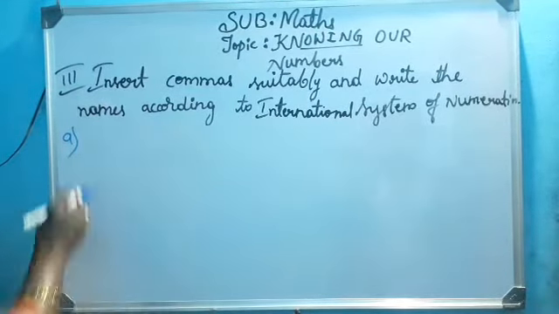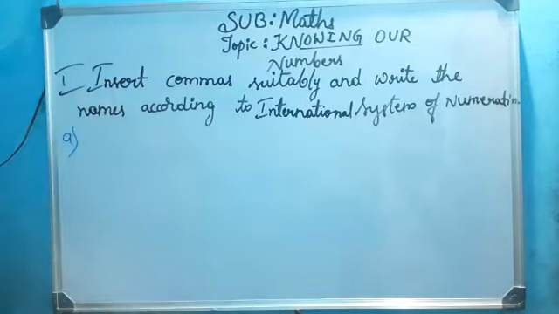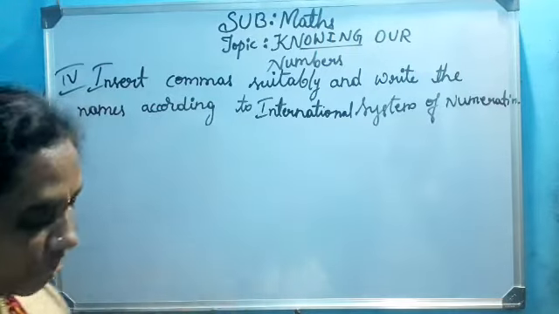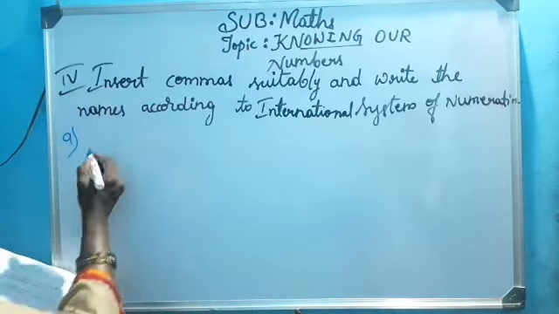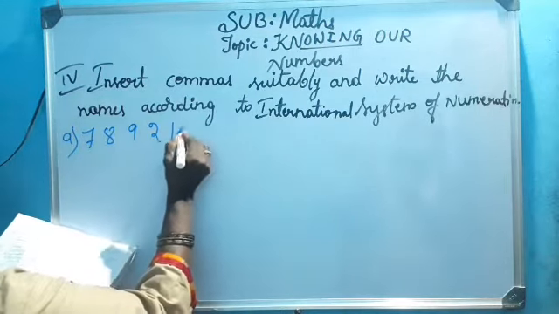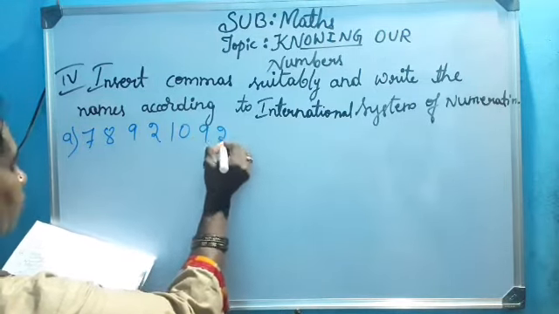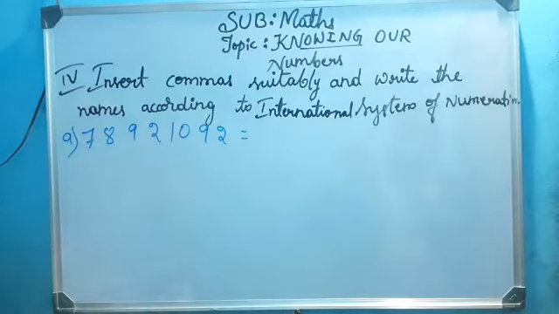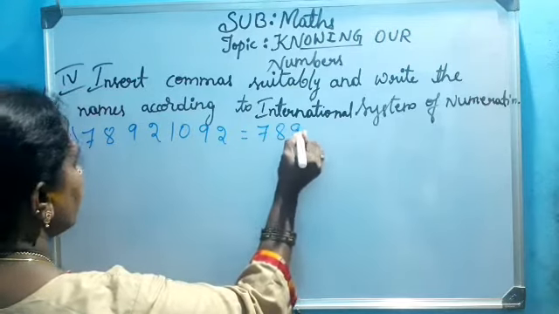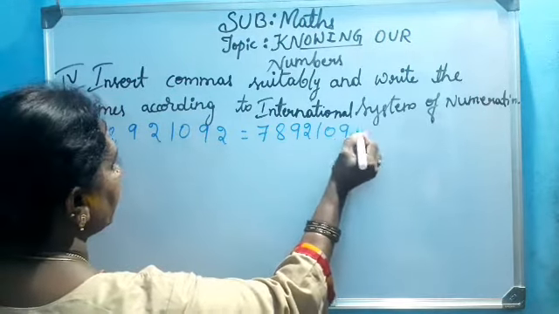Yes. Next, fourth one. Insert commas suitably and write the names according to the International System of Numeration. The first question is 7, 8, 9, 2, 1, 0, 9, 2. So here also same, you repeat the numbers once again. 7, 8, 9, 2, 1, 0, 9, 2.